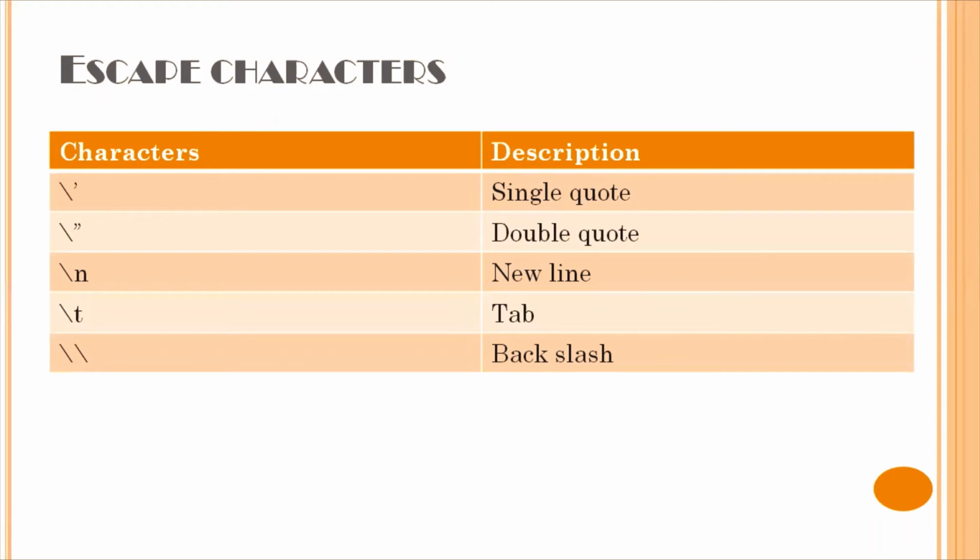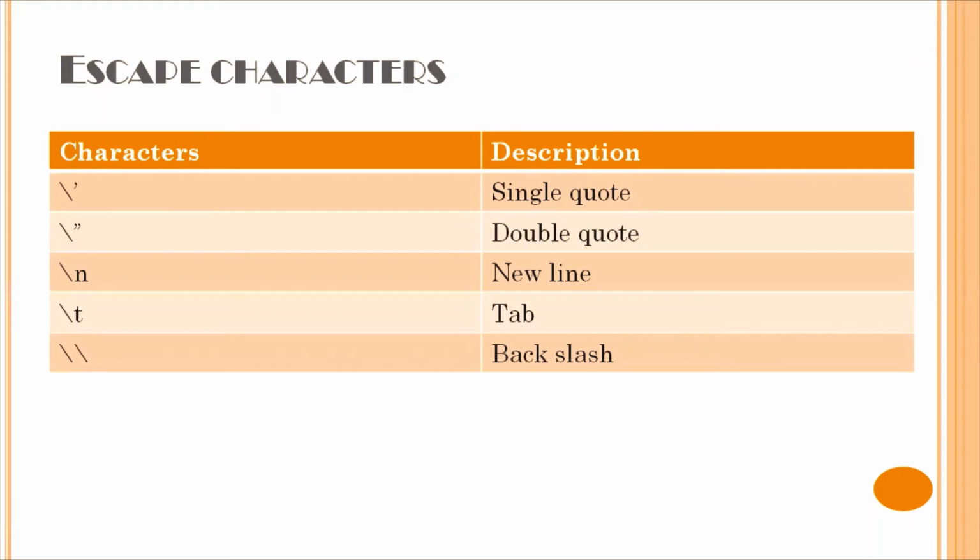If you want to highlight any particular word in a sentence with a double quote, then you can use backslash double quote. If you want to break two different words of a string into two different lines, you can use backslash n. That n denotes a new line, and backslash t. If you want to give a space between the two words of a sentence, you can use backslash t.